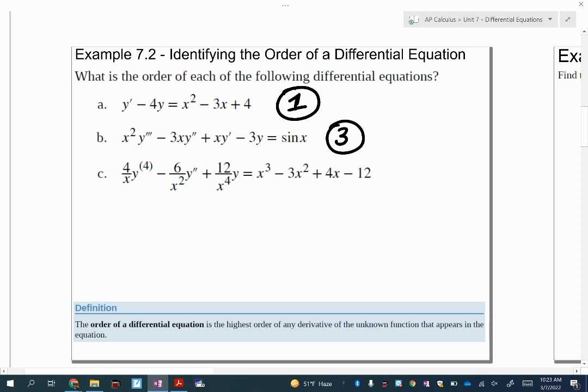And then I know it looks weird, you've never seen that before, but in that parentheses, that means y quadruple prime or the fourth derivative. All right, so we have 2 instances of derivatives, but that is going to be the highest order derivative, the fourth derivative. All right, so that's how you define it in terms of the order.